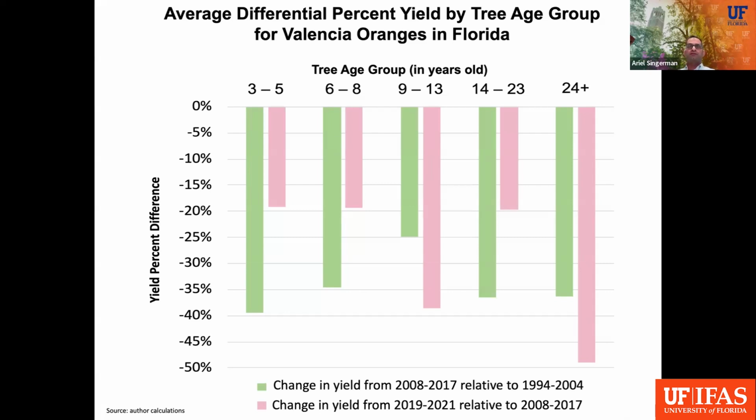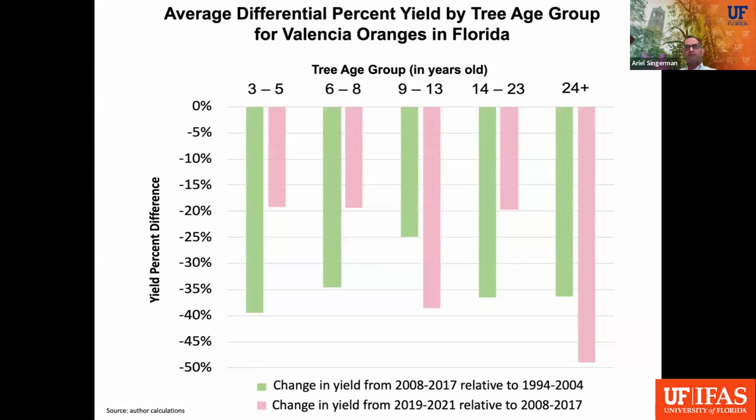And what we can see is that, at least for the case of Valencia trees, the tree age group that suffered the most impact was the 3 to 5-year-old trees, which suffer a yield decline of almost 40%. The ones that follow were the 14 to 23-year-old trees and the 24-plus-year-old trees, which experienced approximately 36% decline. The group that suffered the least, but still a significant decline of 25%, was the 9 to 13-year-old trees.